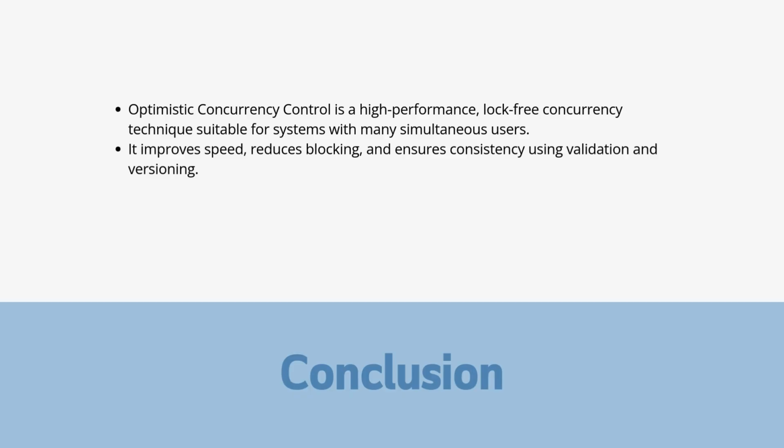In conclusion, optimistic concurrency control is a high-performance, lock-free concurrency technique suitable for systems with many simultaneous users. It improves speed, reduces blocking, and ensures consistency using validation and versioning.